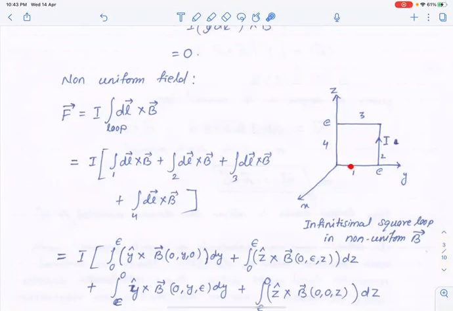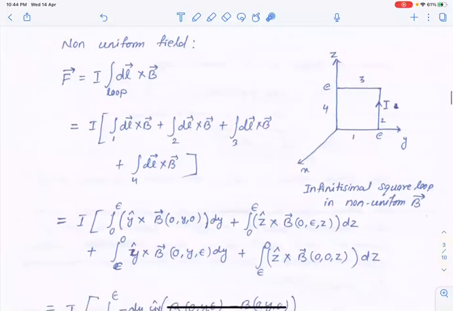If you look at this line, here you are only varying Y. So effectively, your B will be a function of (0, Y, 0), because nothing else is varying here, only Y. Along this line, your Y value is epsilon, so your B will be a function of (0, epsilon, Z), as there will be variation along Z. Accordingly, you can figure out the form of B along all these four sides.